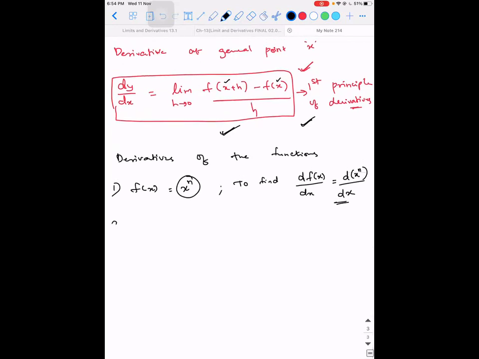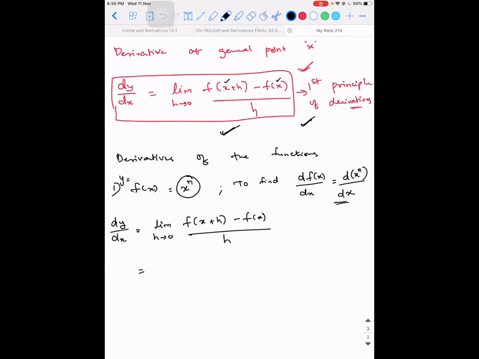So how to do this is, what does dy by dx tell us? Always remember f of x is y. So dy by dx is what? Limit h tends to 0, f of x plus h minus f of x, the whole divided by h. So I just applied the formula, nothing else.